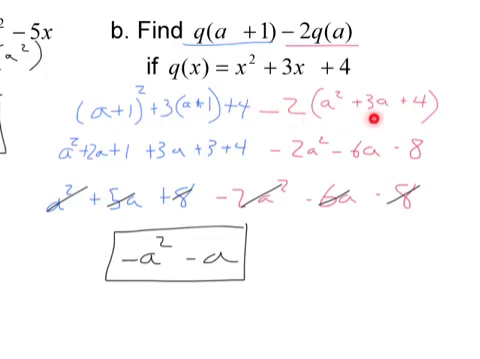Okay, another thing that I've seen students make a mistake with is that this negative 2 out here needs to be distributed to every term. So all of these terms become negative. So then as you simplify, you should go down to negative a squared minus a.